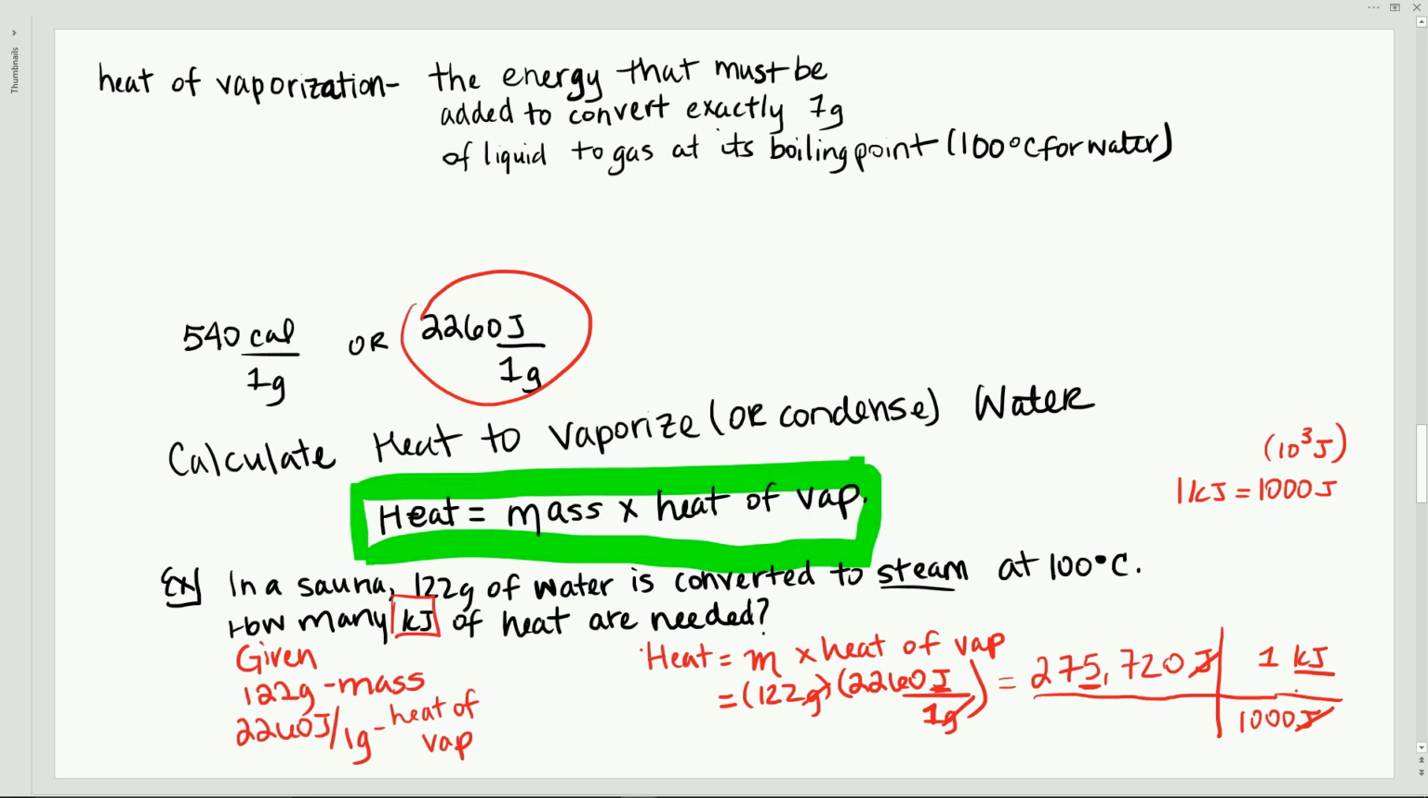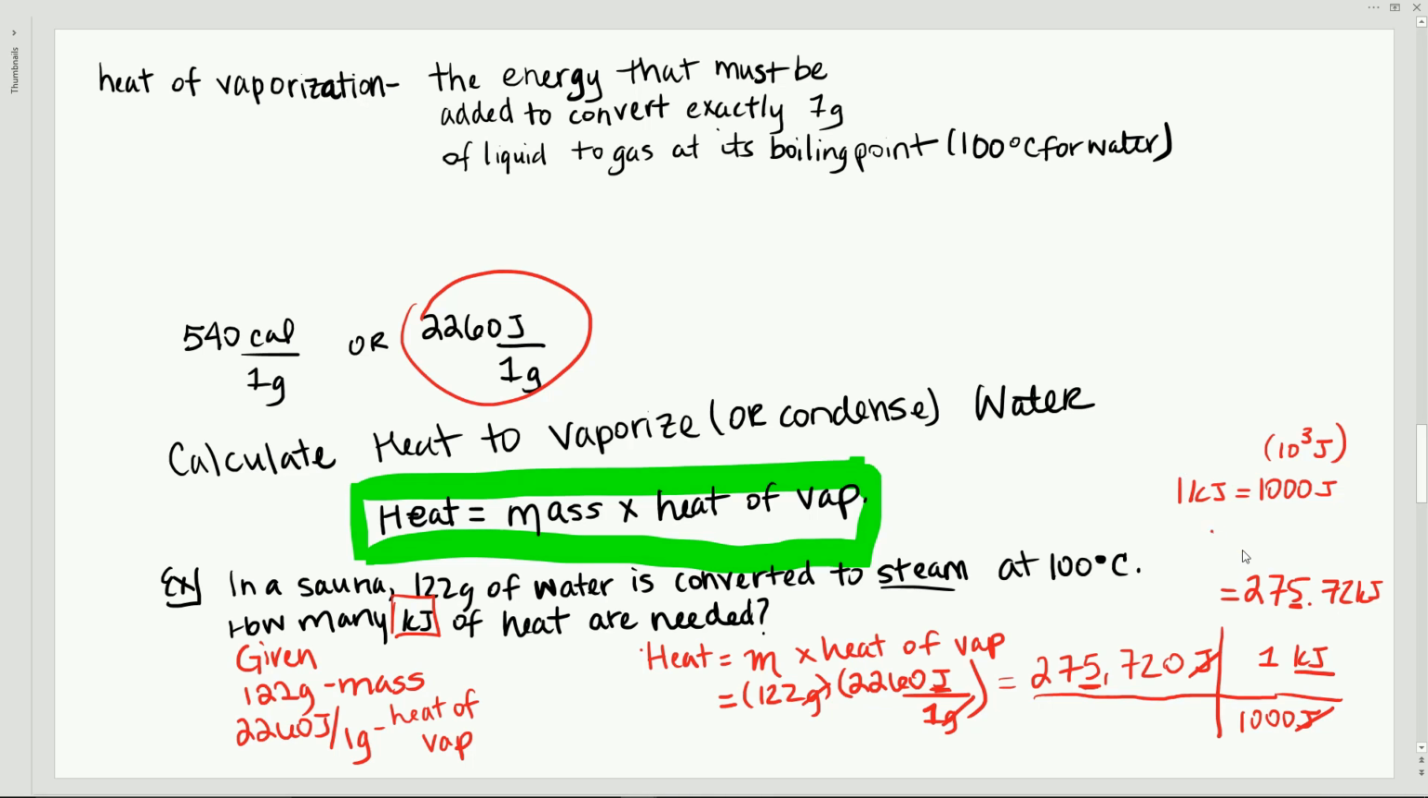So when we divide 275,720 by 1,000, we get, so I'm going to have to write it above where we converted, 275.72 kilojoules. And again, we had marked our significant figures.